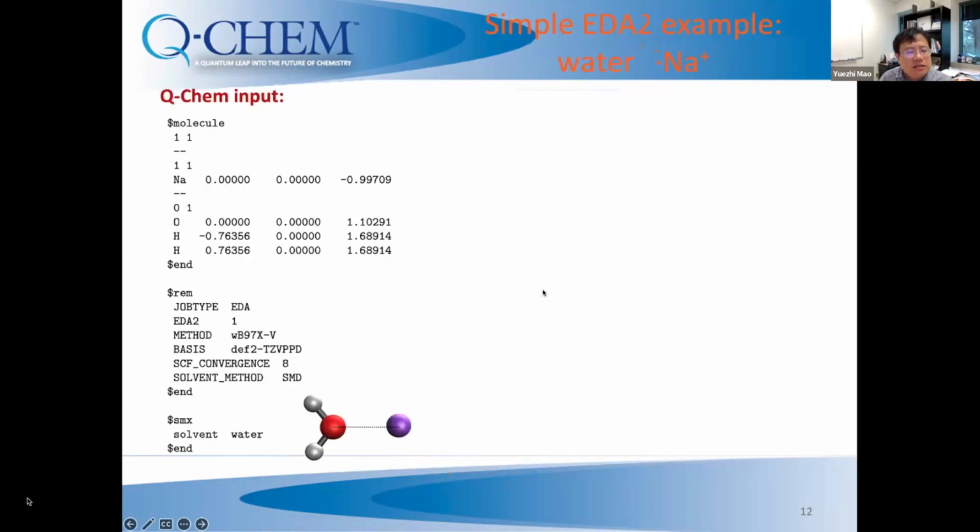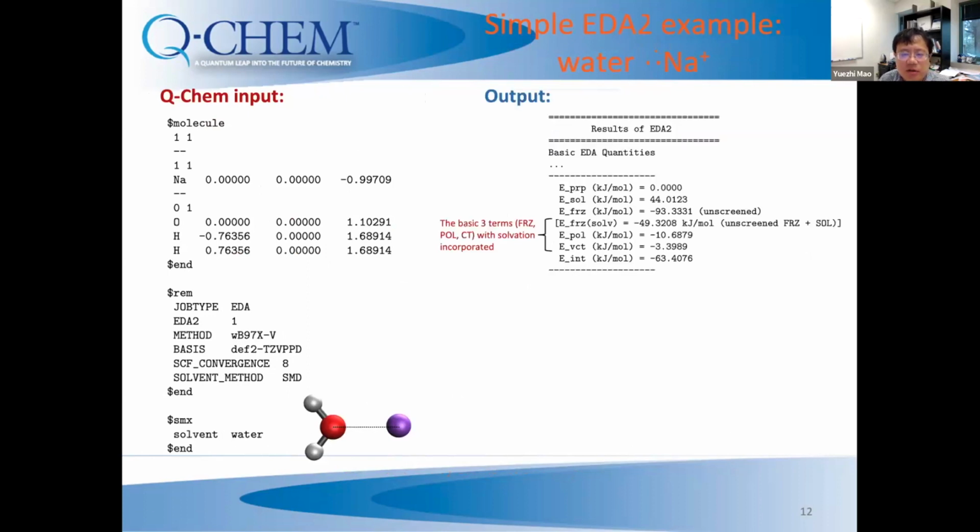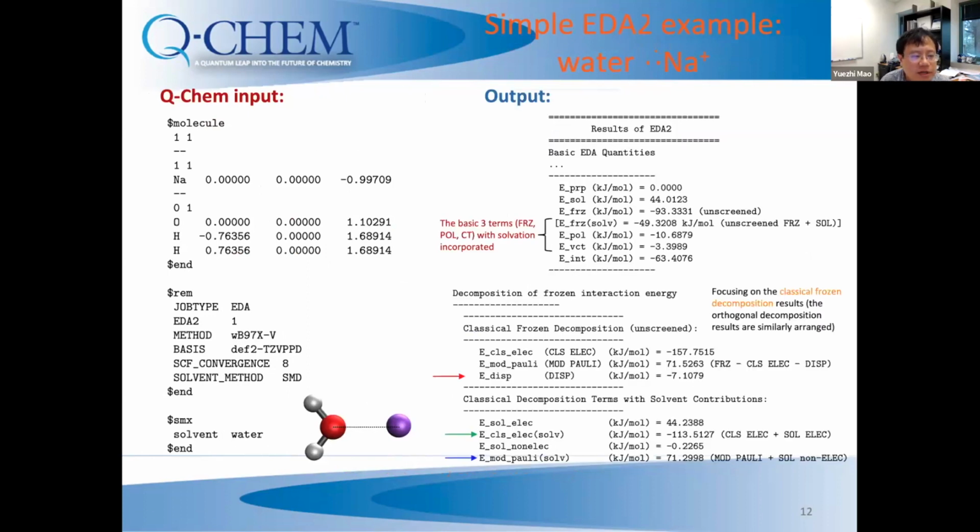So let's look at some example jobs. So this one, I probably can go through very quickly. It is for the interaction between water and the sodium cation. And here we just need a job type EDA, and we choose option one for this calculation. And we turn on the solvation model SMD to model the solvation environment. And you will see some of the details on the slide.